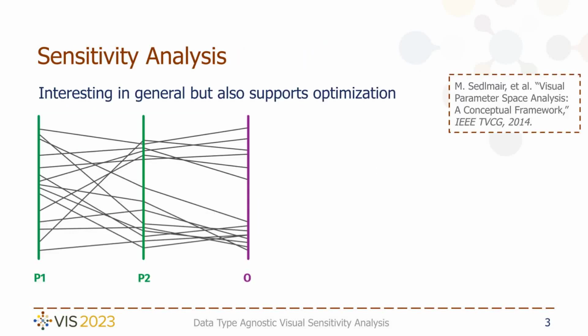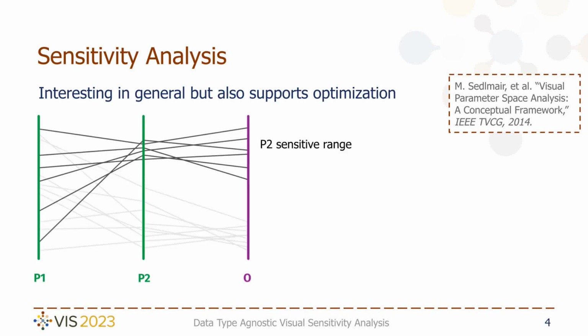Sensitivity analysis compares the relative variation of parameter settings and output. It is interesting in general but can also support other tasks, such as optimization. Here is how one could do visual sensitivity analysis of a model with two parameters, in green, and one output, in purple, using a parallel coordinates plot.